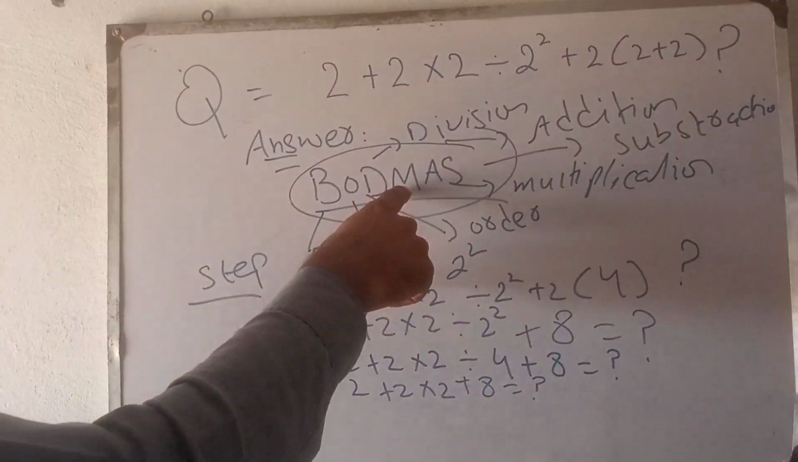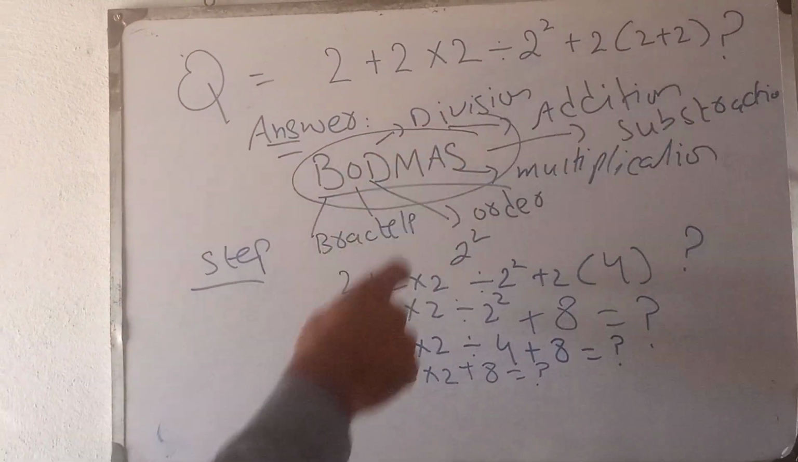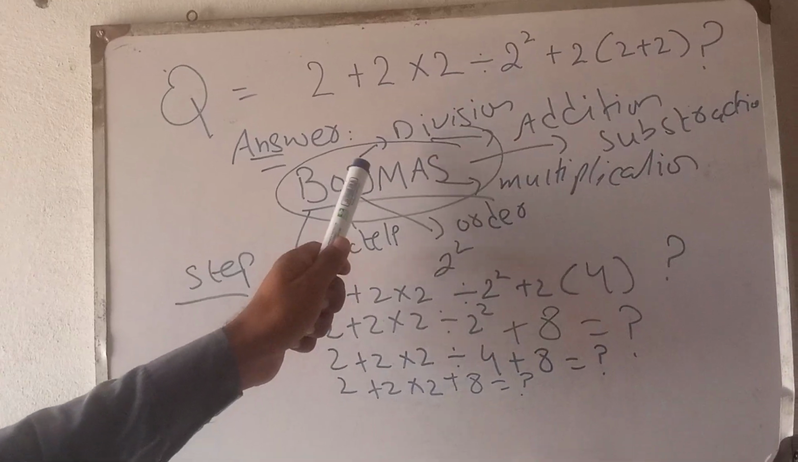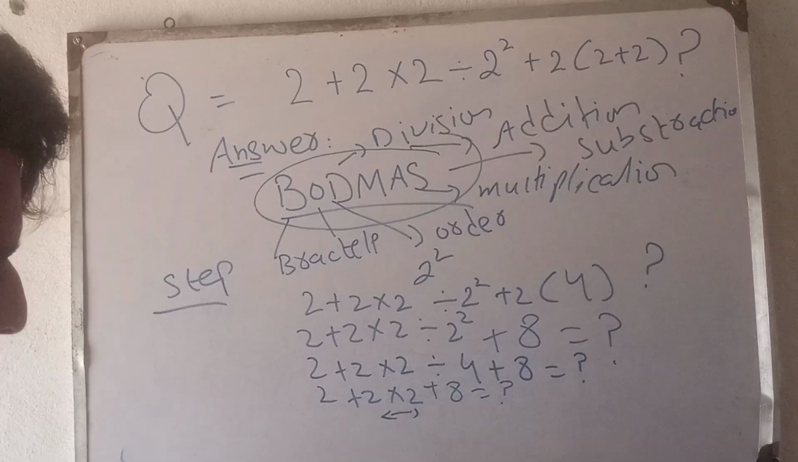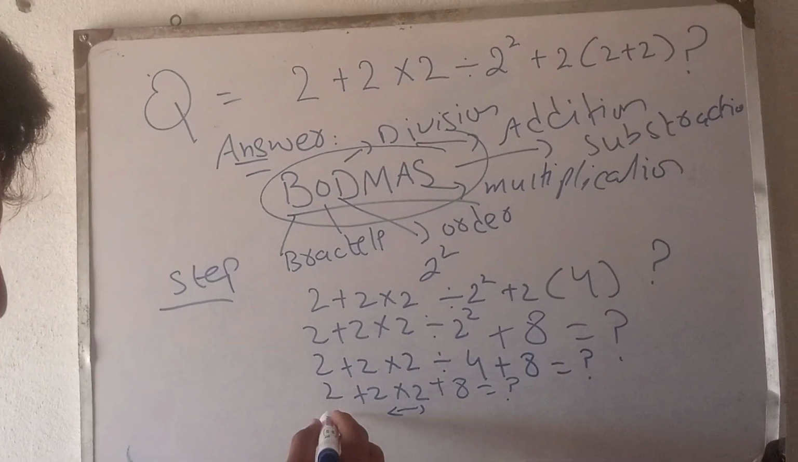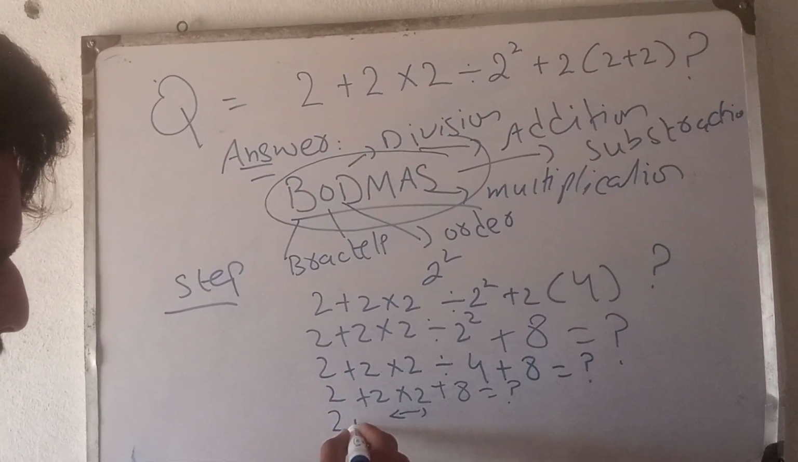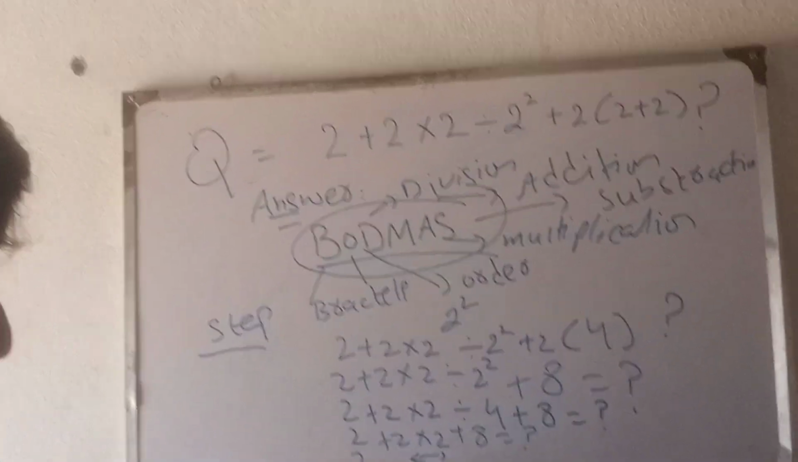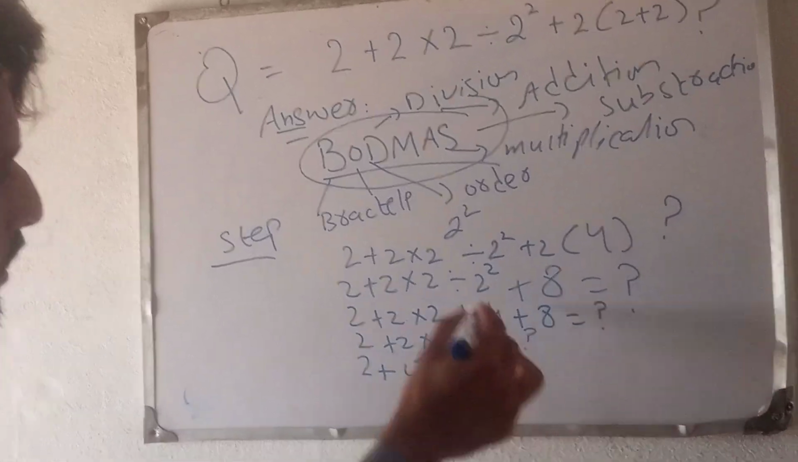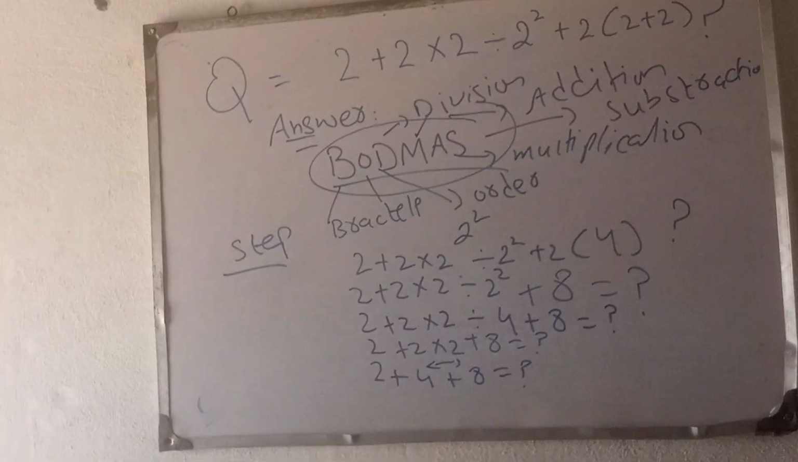Now we move to multiplication, addition and subtraction. First we look at the sign of multiplication. Here we find that the multiplication sign is there, so we will solve this. 2 plus 2 multiplied by 2 is equal to 4. Here it is 4 plus 8 is equal to question mark. Now our multiplication sign is over.